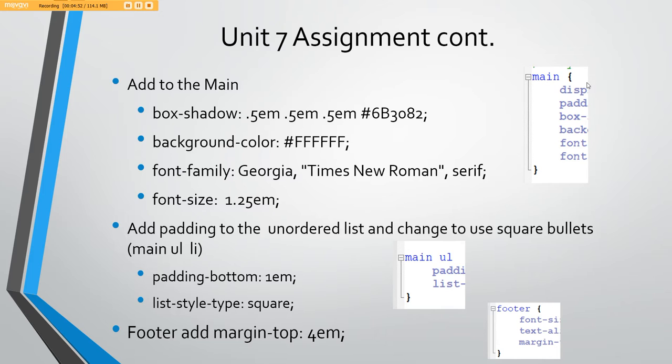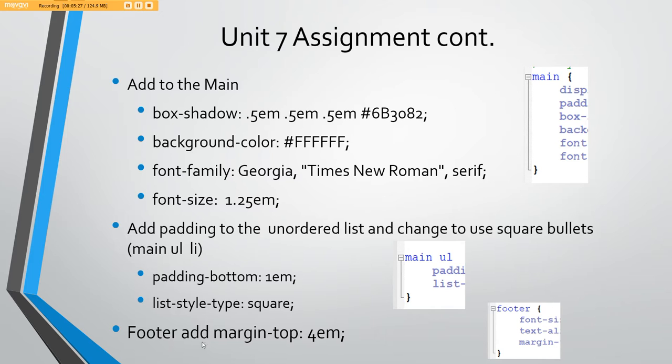So the main is already there, and it has the display and the padding, but you have to add these 3. And again, like I said, you need to look them up. Make sure you're doing the code correctly. Then you want to add padding to the unordered list. Now the unordered list is in the main, so it's going to be main UL LI. And then you're going to add padding and the list style. Just add it after the main.